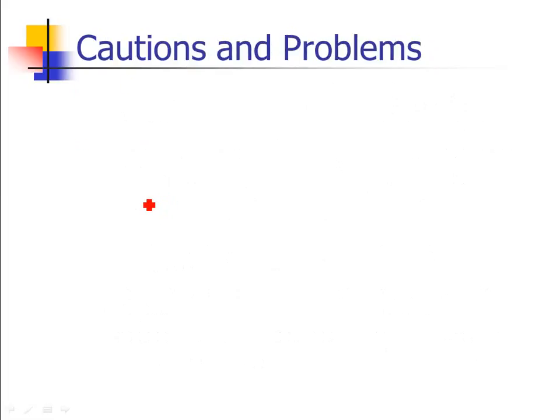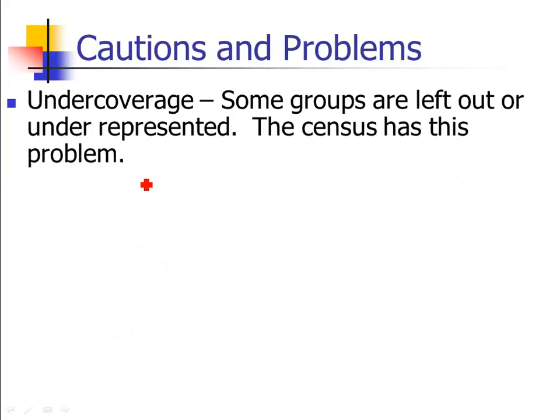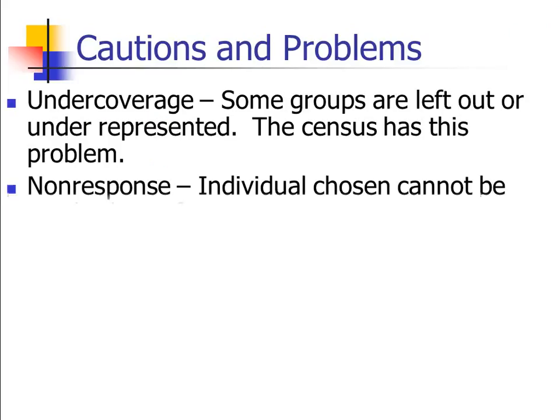Before we do this, some cautions and problems. Some things do happen with surveys. We can run into undercoverage, and that's where some groups are left out or underrepresented. Sometimes the census has this problem. Even though they're trying to get everybody, they have trouble getting all the people, and for the ones they have undercoverage on, sometimes things like the homeless and some others, they have to make estimates to try to compensate.